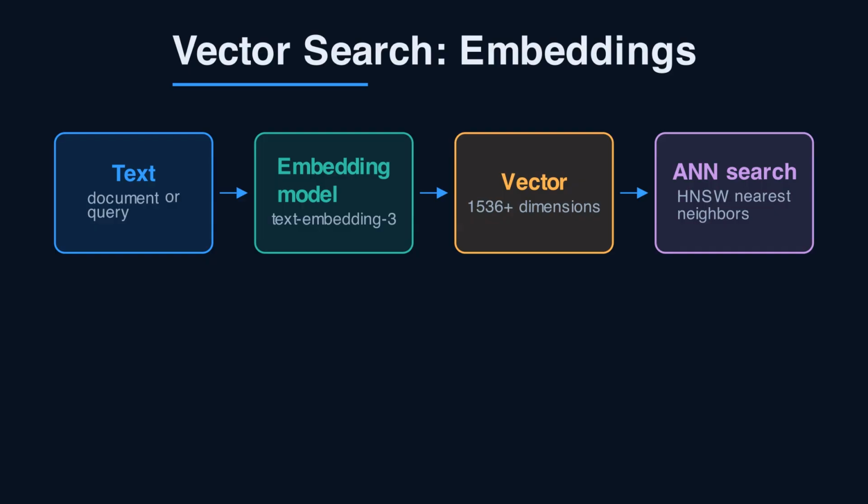The cost: you pay to generate embeddings. You store large vectors that inflate index size, and results are harder to debug. And vectors can miss exact keyword matches that a human clearly wanted.